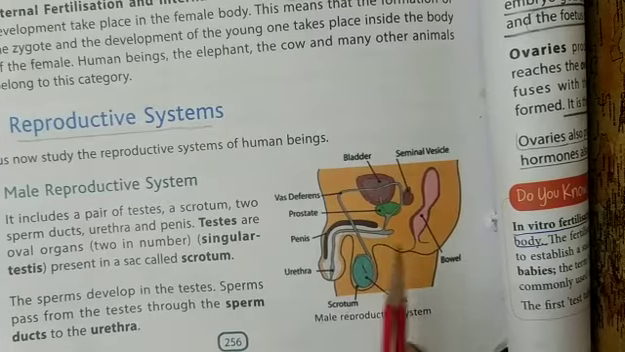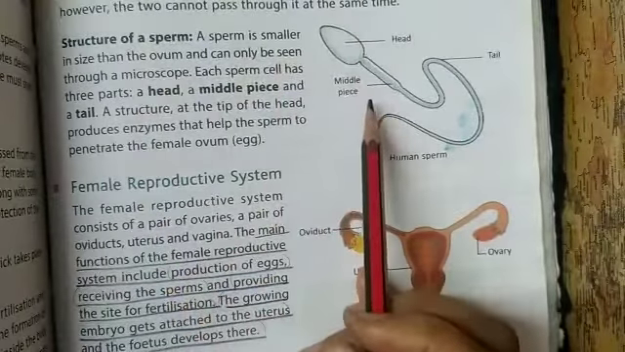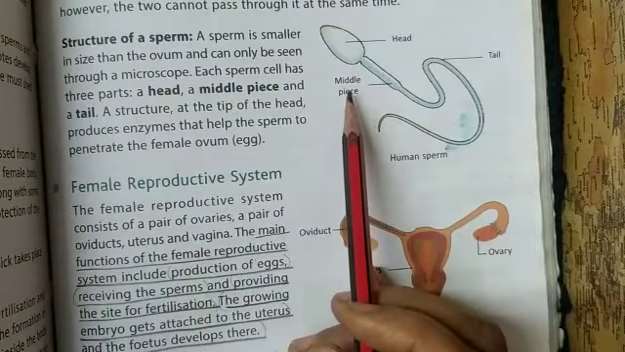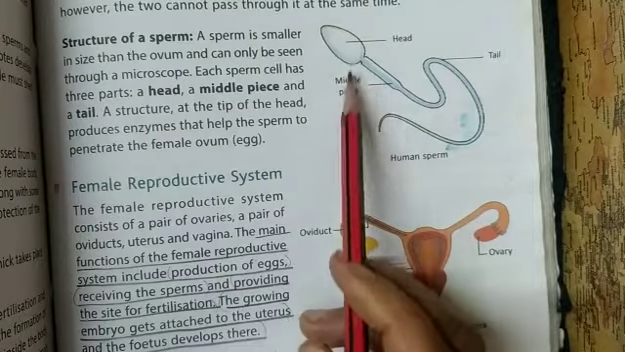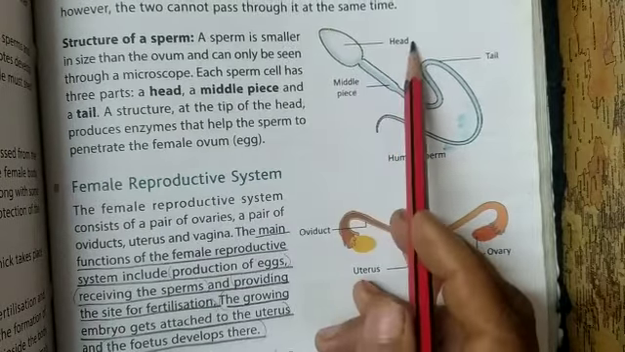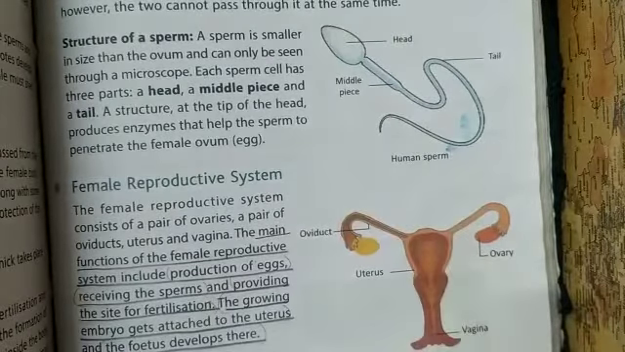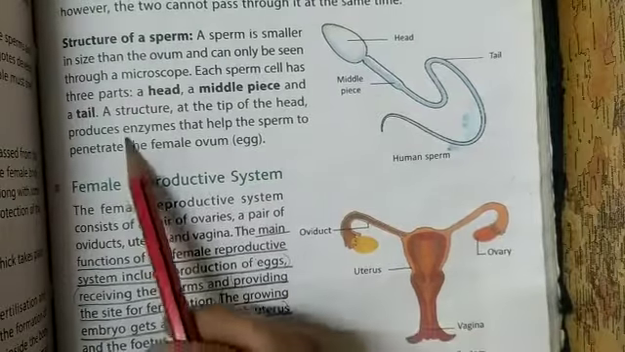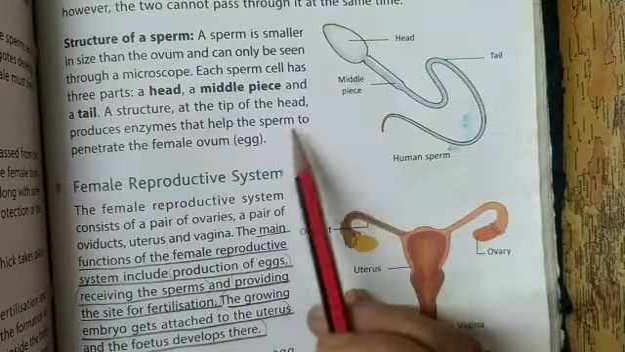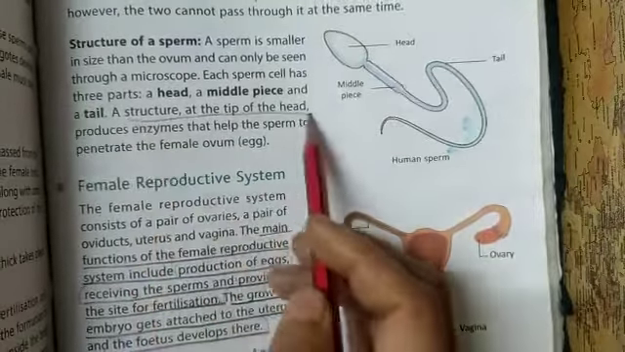After that, the structure of sperm. Yeah, this is the structure of sperm. A sperm is smaller in size than the ovum and can be seen only through a microscope. This part is said to be the head, this is the middle piece, and this is said to be the tail. A structure at the tip of the head produces an enzyme that helps the sperm to penetrate the female ovum. You can underline this.